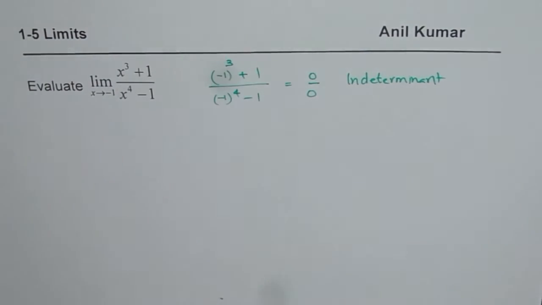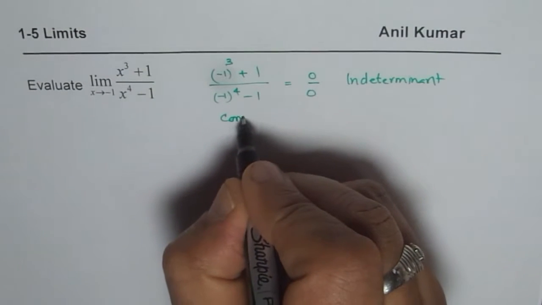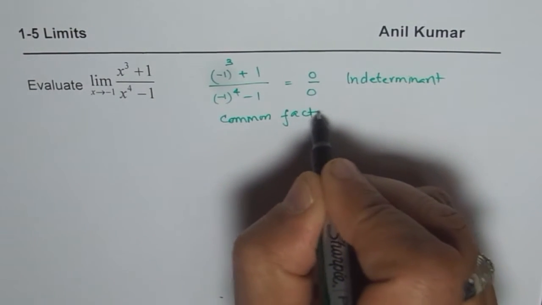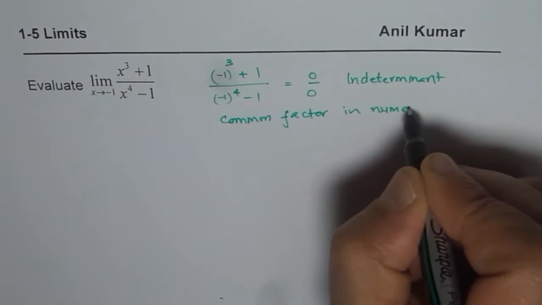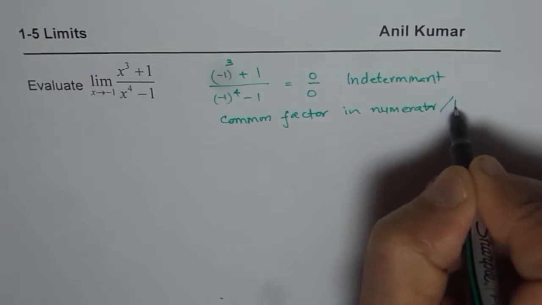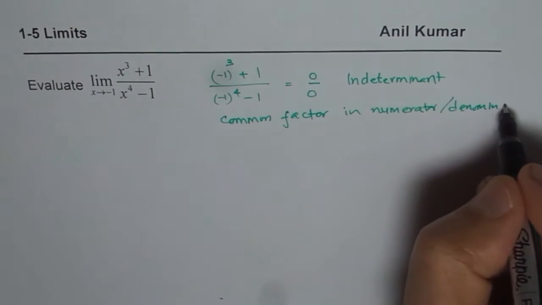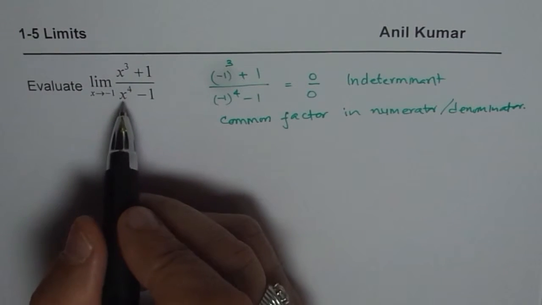Now, since it is an indeterminate form, we know one thing, that we have a common factor in the numerator and denominator, right? So that could be cancelled, and we could simplify the given function. That's the whole idea. And therefore, our strategy is to factor this expression and simplify it.